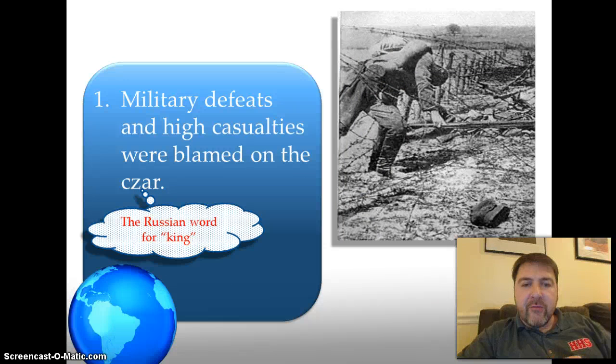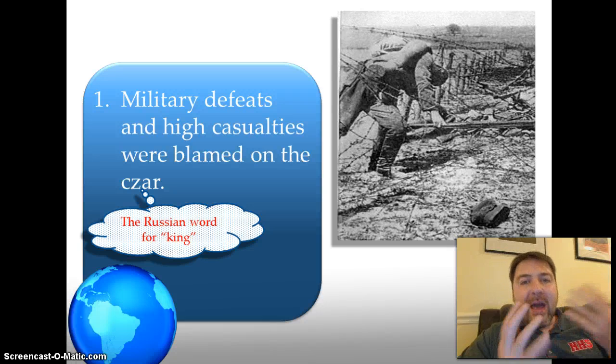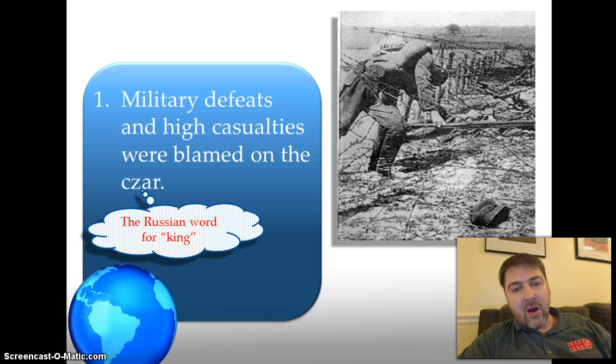As we've mentioned, the first one is World War I. Russia suffers very heavy casualties, a lot of embarrassing defeats during the war, and that all gets blamed on the Tsar. As we see there, Tsar, the Russian word for king, actually came from the name Caesar. Back in Roman times, Caesar, as that word moved through Europe to Russia, became Tsar.